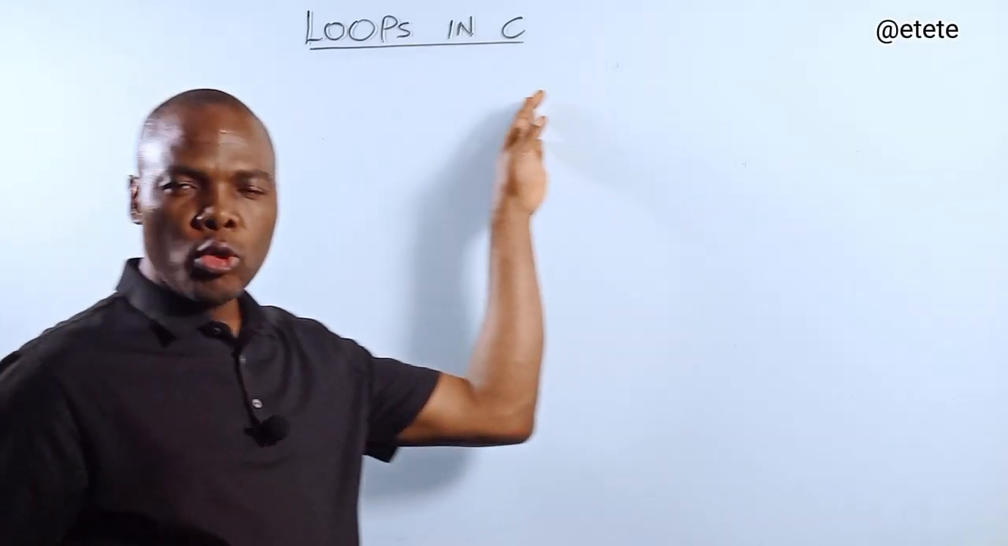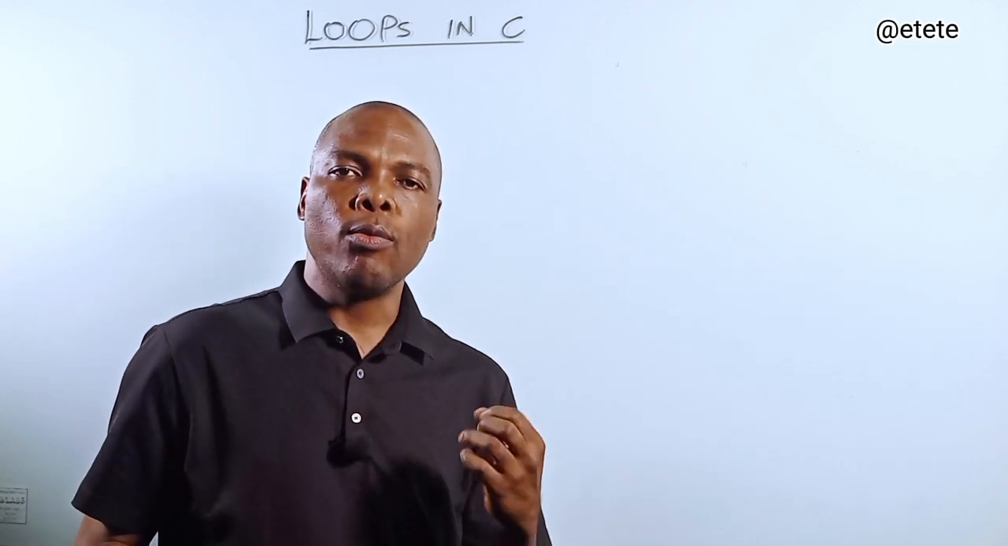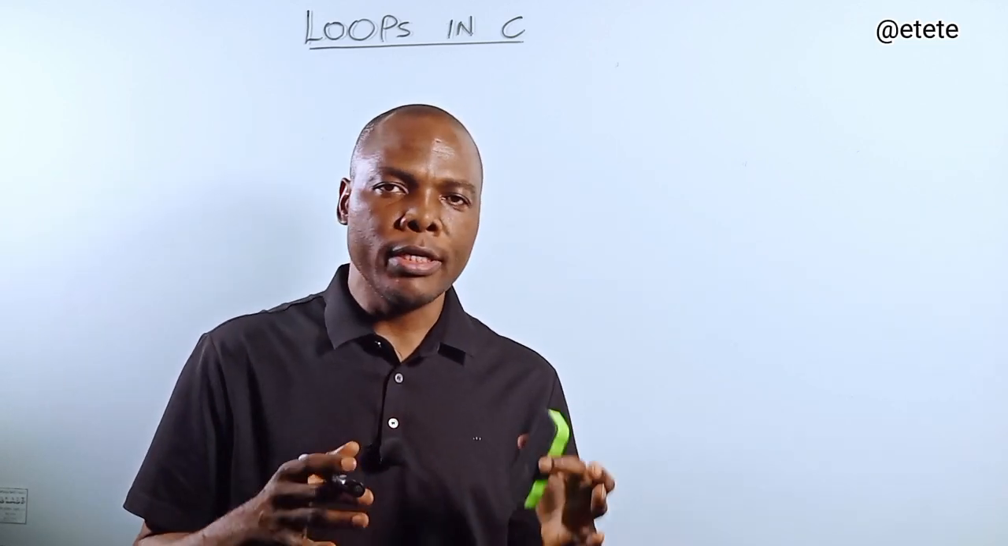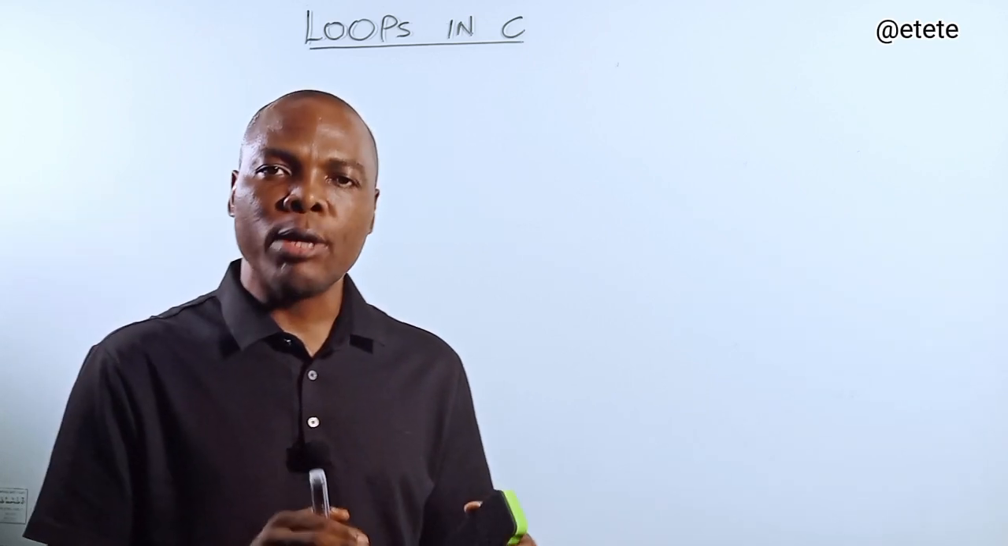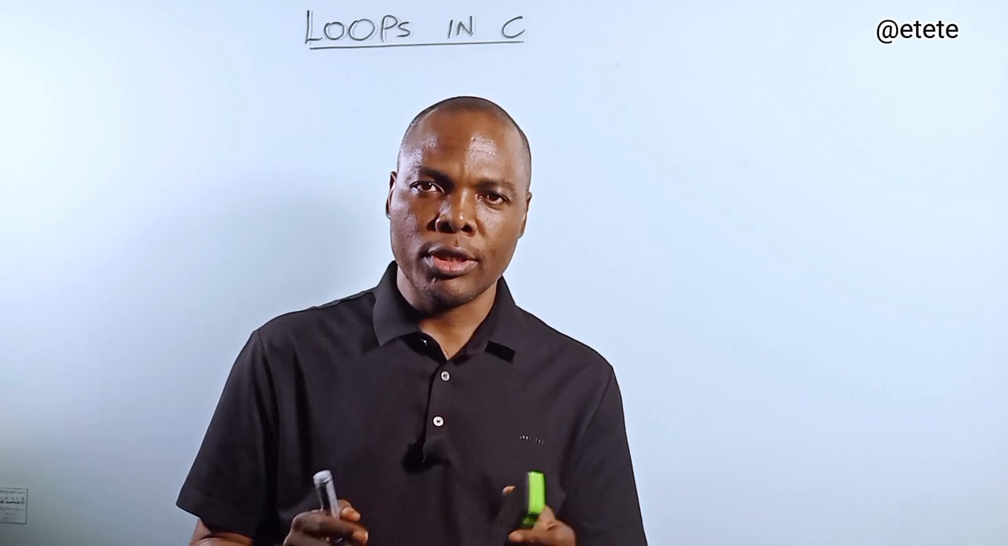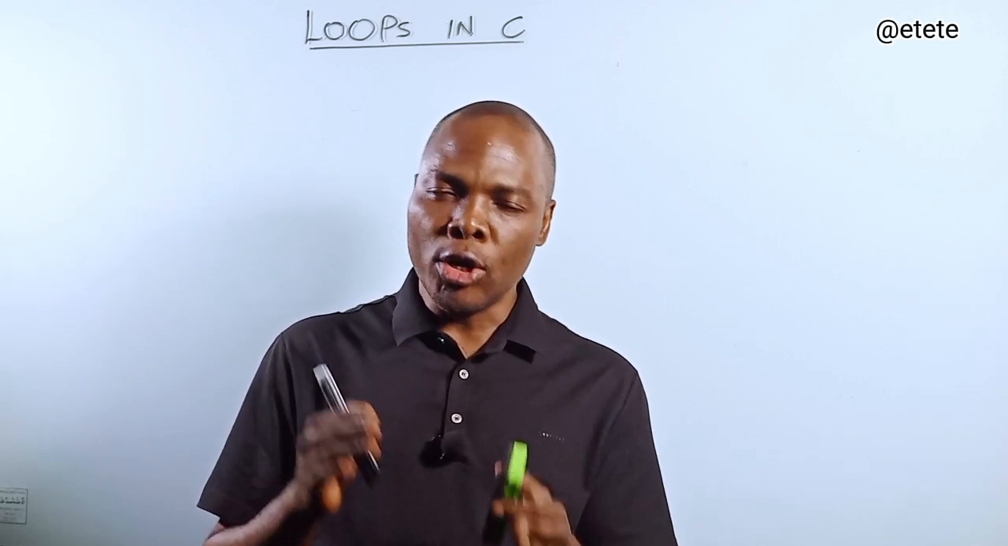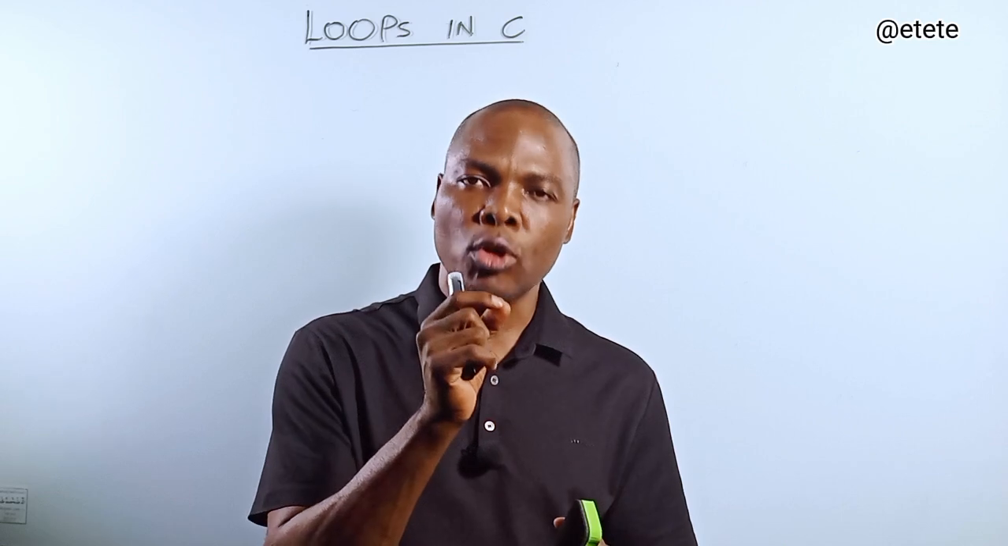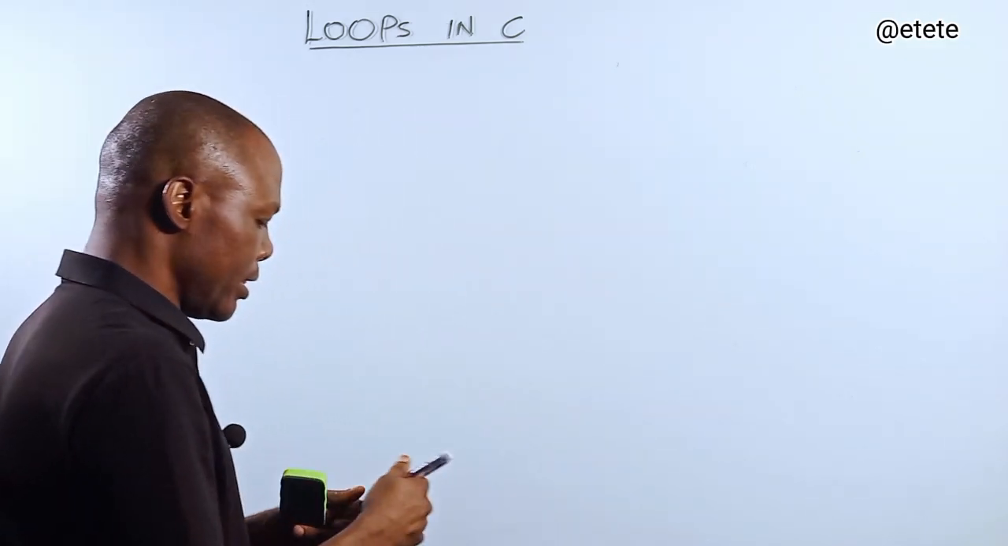Today we want to look at loops in C. Now, what is a loop? A loop is a programming construct that allows a set of instructions to be executed repeatedly until a specific condition is met. That is a loop.